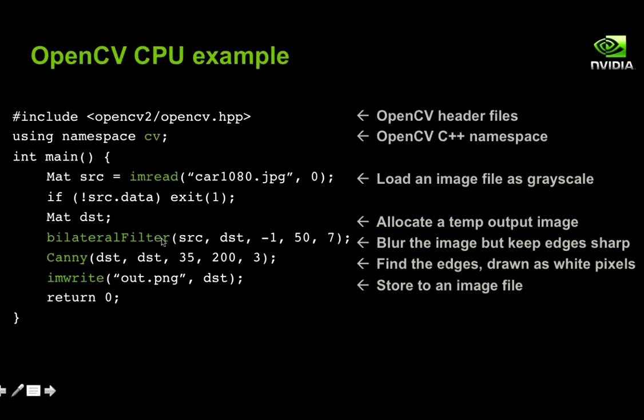Then we apply a bilateral filter to smooth this image and at the same time preserve its edges. And then we apply a Canny edge detector to basically detect all the sharp edges in the image. And then we use the imwrite function to write out this image to an out.png file on our file system, which we can later read.